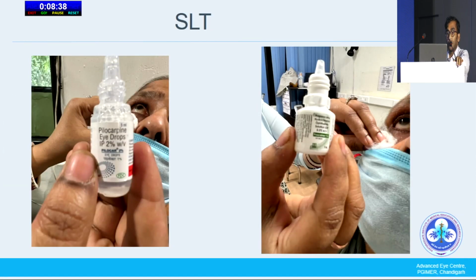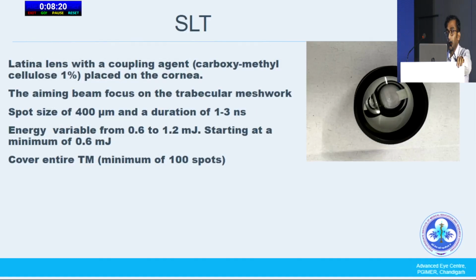As in any laser, first put the pilocarpine, and if you are going to do SLT as a primary procedure, then just put a drop of brimonidine 1 hour prior to the procedure, and then put proparacaine to anesthetize the eye. The lens used is the Latina gonioscopy lens, and the spot size is around 400 micrometers, and the duration is 1 to 3 nanoseconds, and the energy starts from 0.6 millijoule, then you have to titrate till you get the champagne bubble appearance.